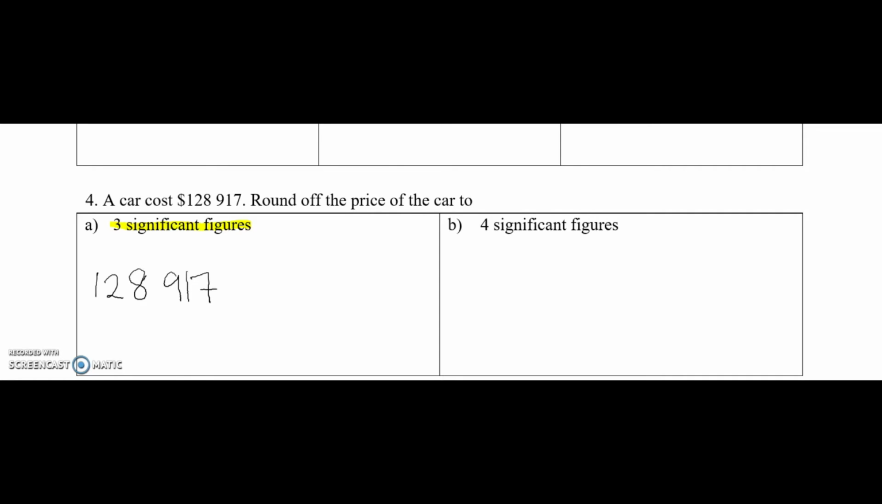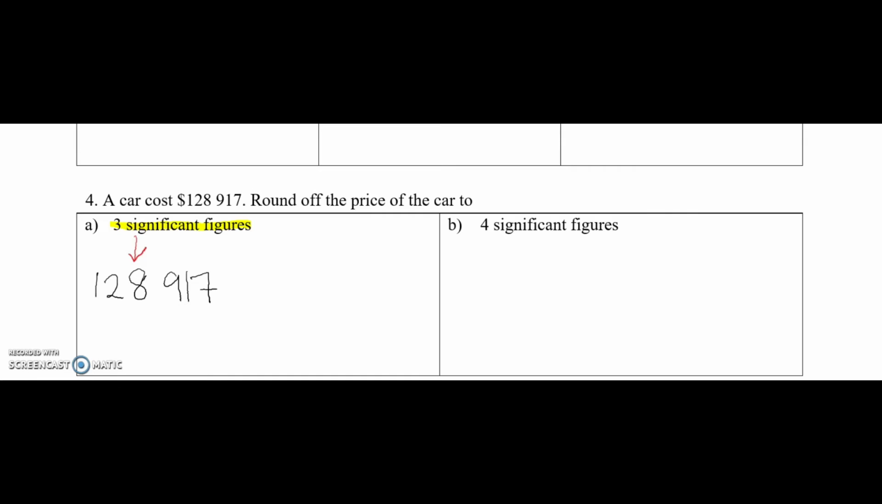Now, since this number is actually a whole number starting with a non-zero digit, therefore, number 1 is the first significant figure, number 2 is the second significant figure, and number 8 is the third significant figure. Let us indicate where the third significant figure is using an arrow.